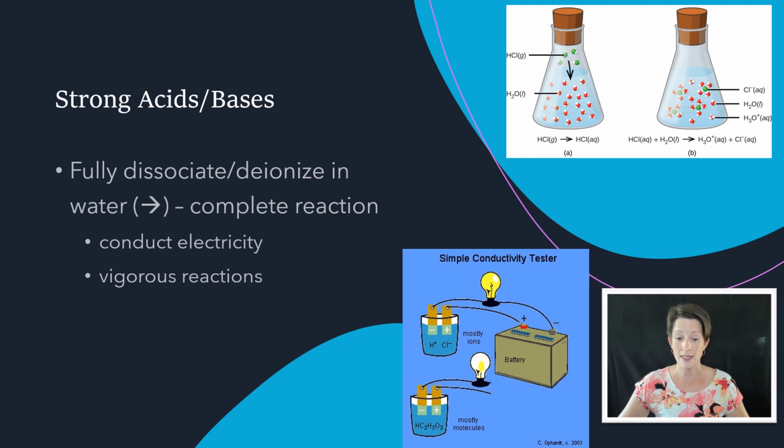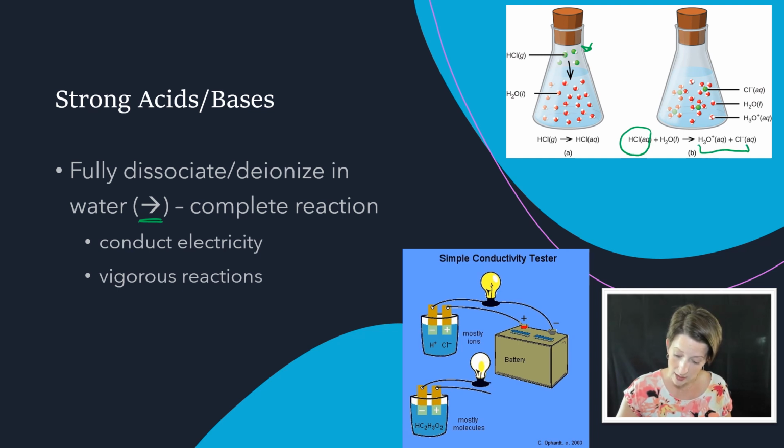Strong acids and bases. These are going to fully dissociate or deionize in water. It's what we call a complete reaction. So you're going to see that forward arrow when this occurs. So here we have our HCl going into water. When you look, every single HCl compound has dissociated and there's no longer any HCl on the other side. That is that complete dissociation.